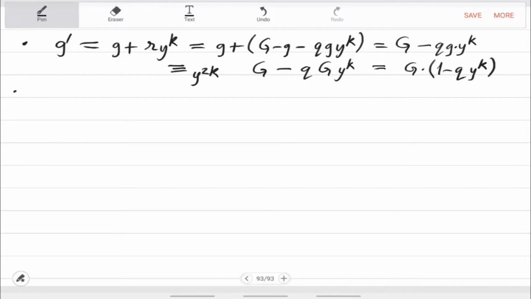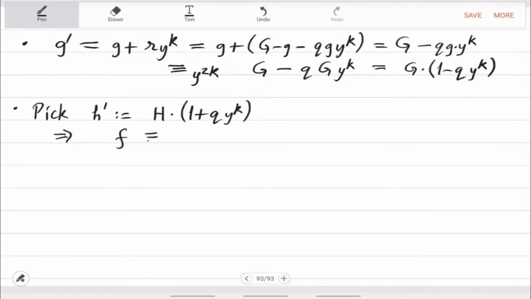So now you can just suitably pick H prime. So H prime you can pick H times the opposite sign, so 1 plus q y raised to k, and then you will see that F is congruent to G prime H prime mod y to the 2k, which is also the same as G times H, mod y to the 2k.